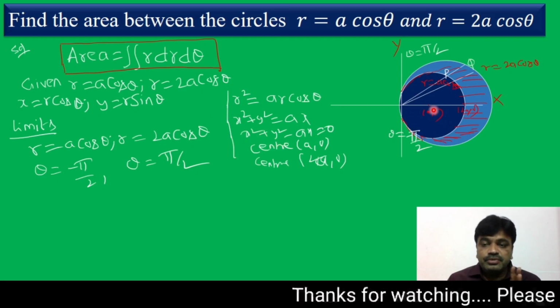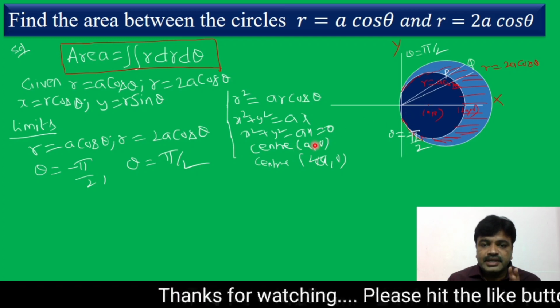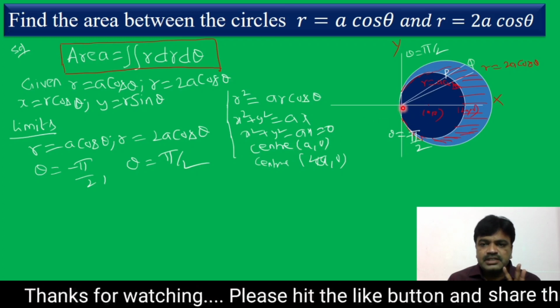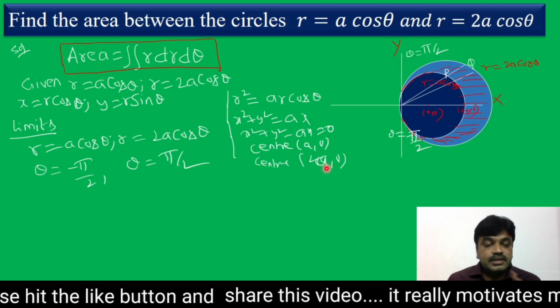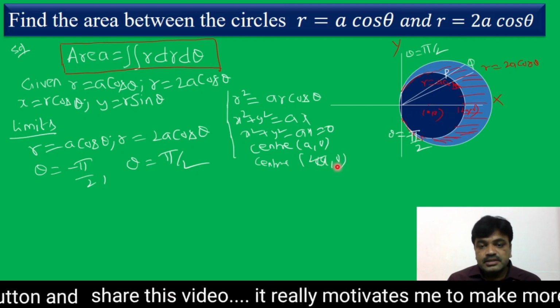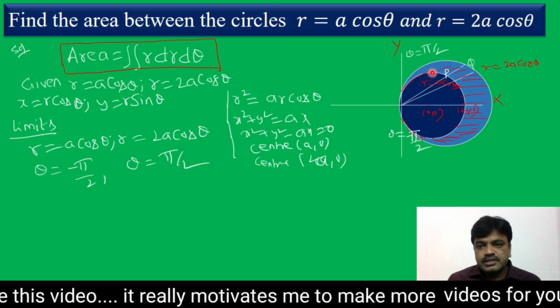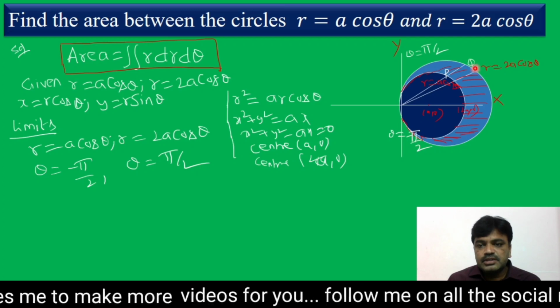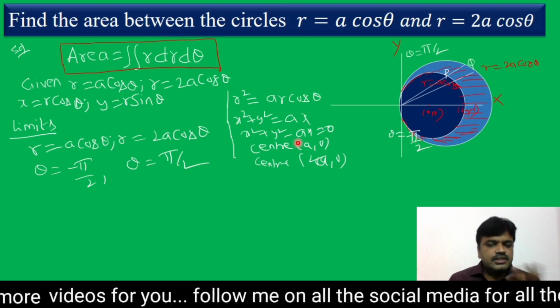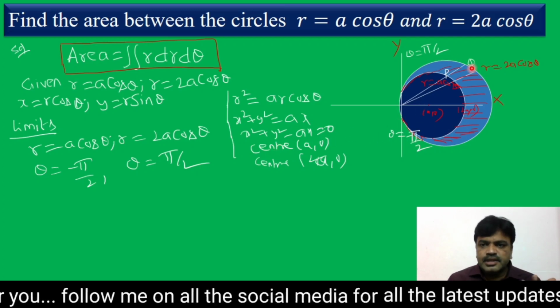Where is the circle center, friends? At a comma 0, that means it is on the x axis. The second circle's center is at 2a comma 0. Draw another circle like this. Now our boundary region is this one. Since it is polar coordinates, draw a wedge, friends.